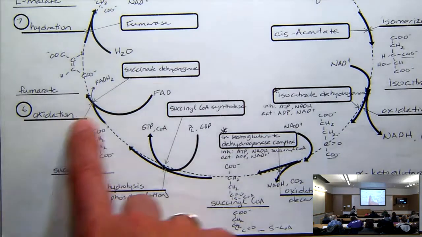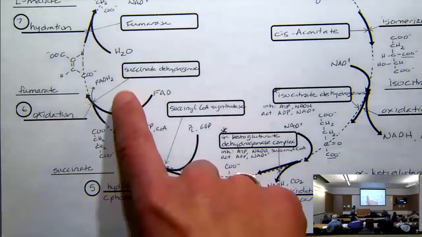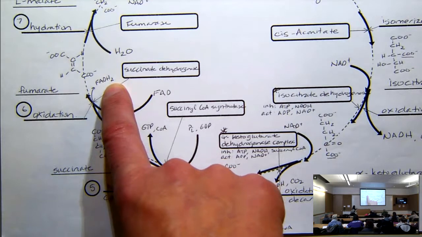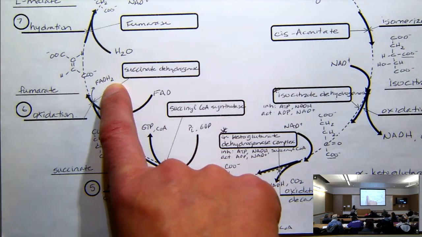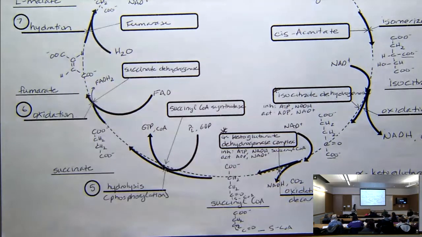This is an oxidation, so we reduce our FAD to FADH2. Remember, this is going to go on to our oxidative phosphorylation and our electron transport chain, and it's going to make 1.5 ATP. And this is our fumarate. I'll give you a moment to write that down.